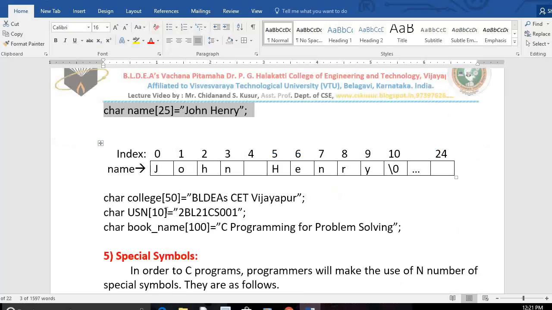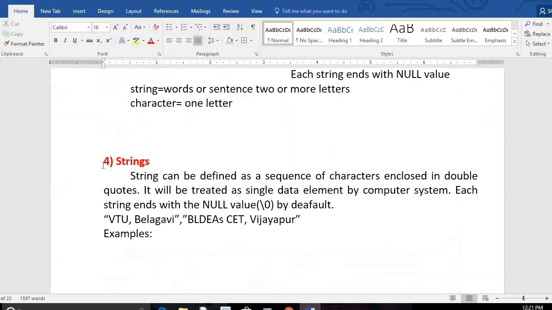I want to store my college name. char college of 50 equal to BLDE CET Vijaypur. I want to store my USN number. Char USN of 10. 0, 1, 2, 3, 4, 5, 6, 7, 8, 9. One extra for the null value. USN of 10 equals to so. Character book name, book underscore name of, C programming for problem solving. These are all string variables. These are all string constants. We store these things in a variable. If you write like this for strings, it is more than sufficient. Anyhow, we study strings in detail in forthcoming modules.